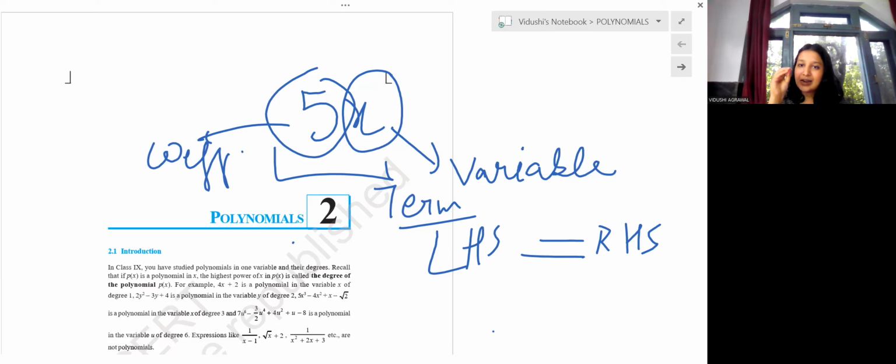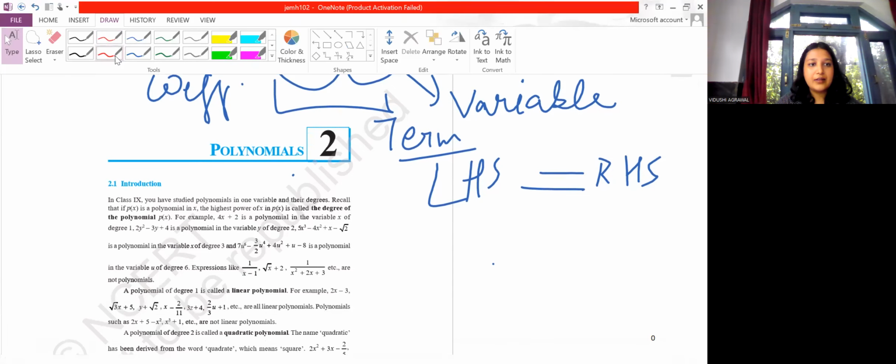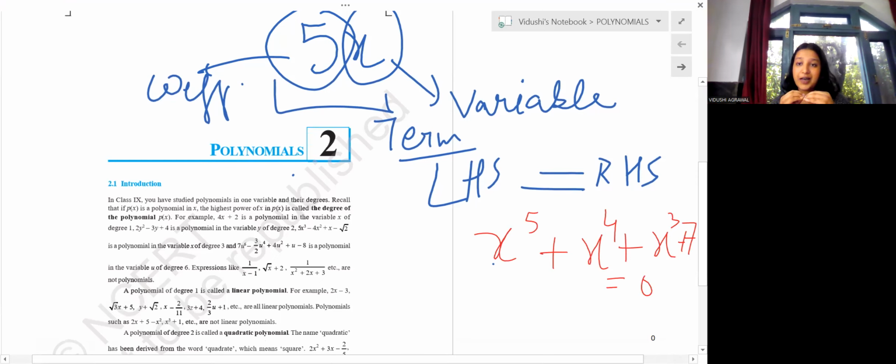Second concept. In polynomials, there is a term known as degree of polynomial, correct? So what does this mean? So let's say this is a variable, x power 5 plus x power 4 plus x power 3 plus, let's say 7 is here, right? You will say that this is a polynomial equation. Why? Because it is having only one type of variable, that is only x is there. Second, it is having an equals to sign, right? And third is what? Power. Power means this 5, in this term x power is 5.